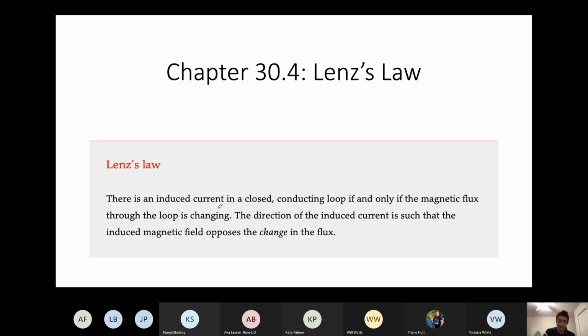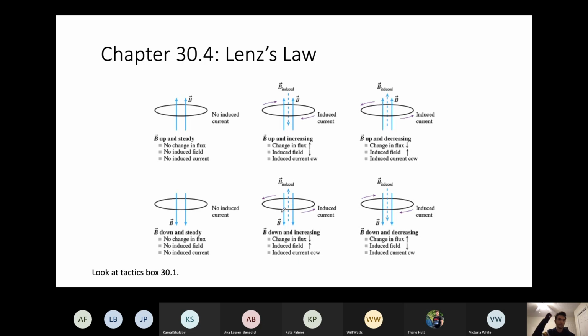So if the loop doesn't have any magnetic field, and now it does, then there will be an induced current. And that induced current will be in a direction just to oppose the change in flux. Simply, if you have a wire and the magnetic field is not changing, it's just sitting there, nothing is happening. So there would be no current and no induced magnetic field.